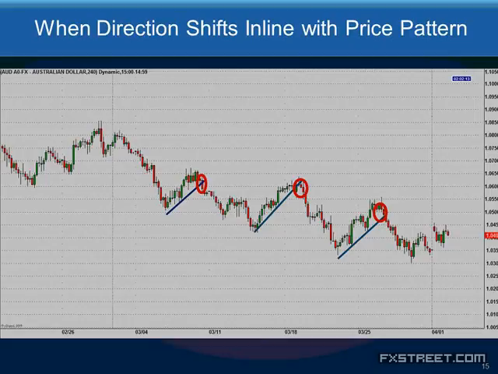And keep in mind, it's always that same point we're looking for in up and down markets. We want to know when direction shifts in line with the pattern. Here the pattern, pretty simple, is down. So we're looking for bearish change of direction candles.